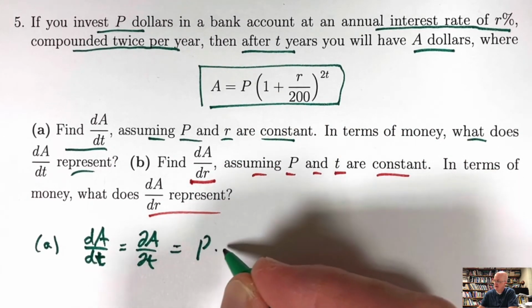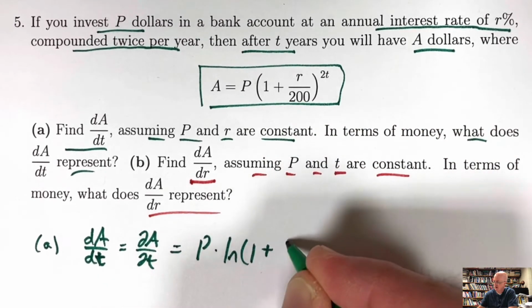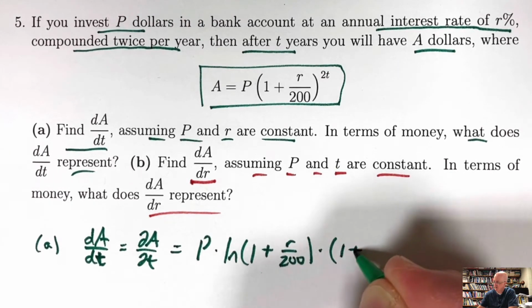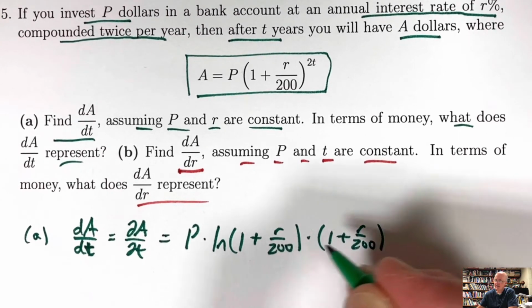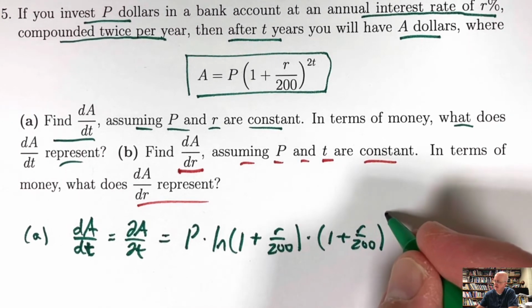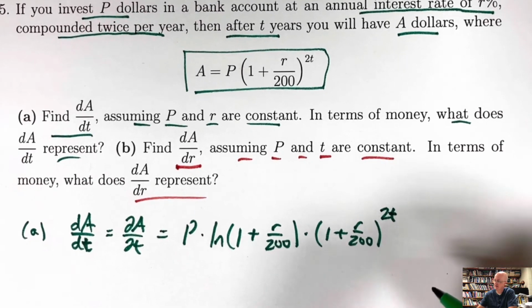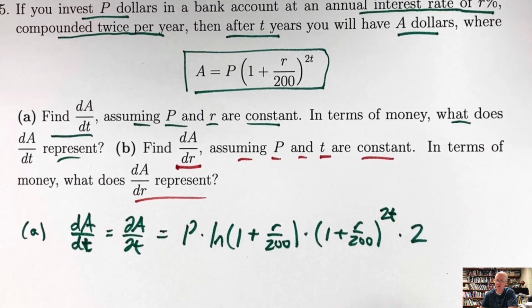Let me go ahead and multiply times the natural log of this base, 1 plus r over 200. Then times that base, 1 plus r over 200, to the 2t power. I'm taking the derivative of the outside function here, and now when I write 2t instead of just a t, I'm plugging in the inside function. And then the chain rule says multiply times the derivative of the inside function, 2.